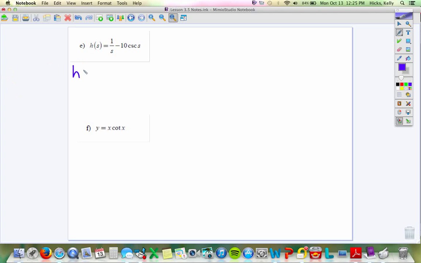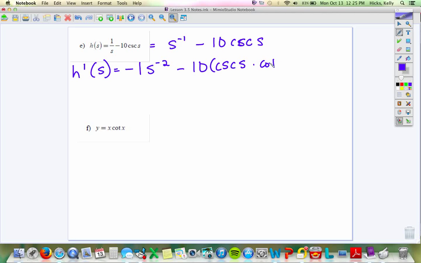All right, next problem. h of s equals 1 over s minus 10 cosecant s. So we get our derivative. Before I do that, let me rewrite this problem right here. So I have s to the negative 1 power minus 10 cosecant s. Okay, so the derivative is just going to be negative 1 s to the negative 2 power minus 10. What is the derivative of cosecant? It is cosecant cotangent.